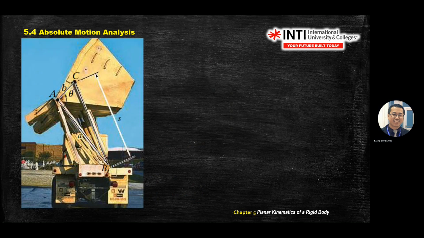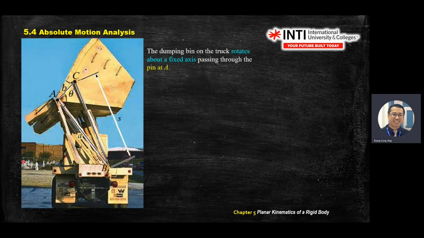This is very rare to see in Malaysia, but this is a truck where this object here can tilt, and then the sand can fall and so on. So there is a dimension here. There's an arm, point A, point B, and a hydraulic piston here. And then there's a distance, this link between this pin and this pin, B to C. And then there's an S. So this is a dumping bin. It rotates about the fixed axis passing through pin A here.